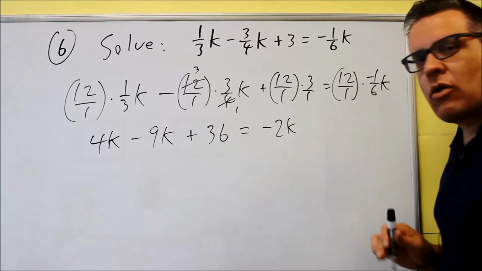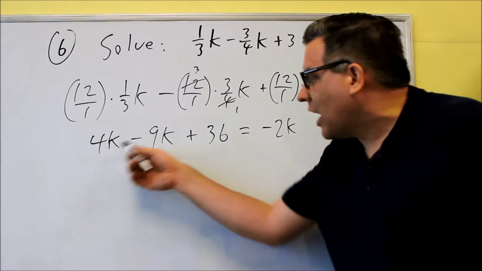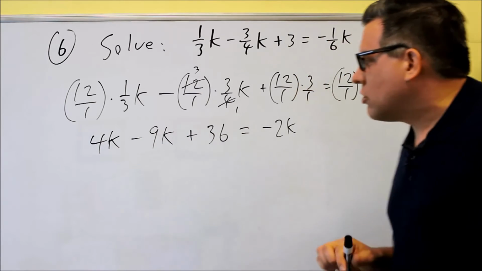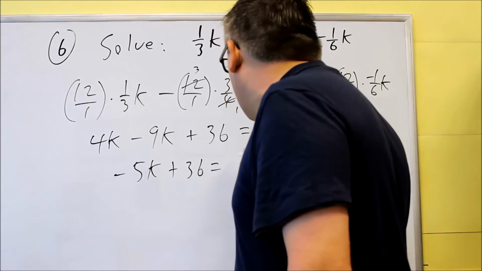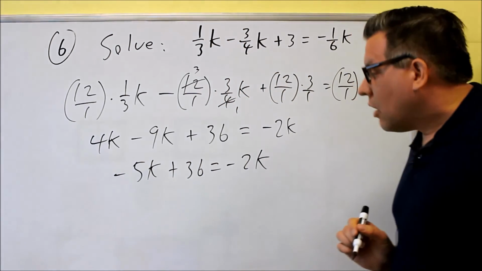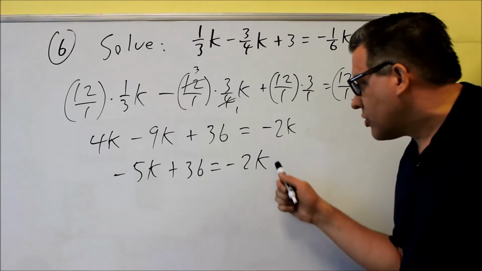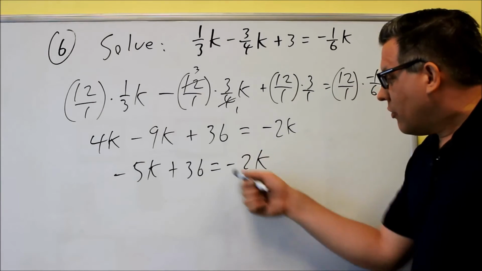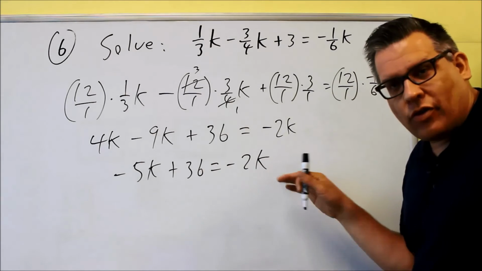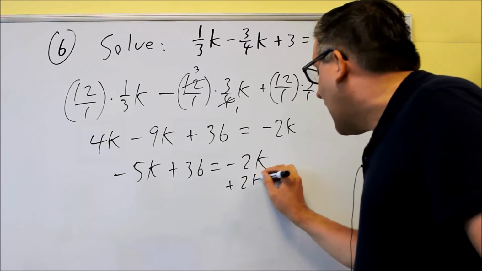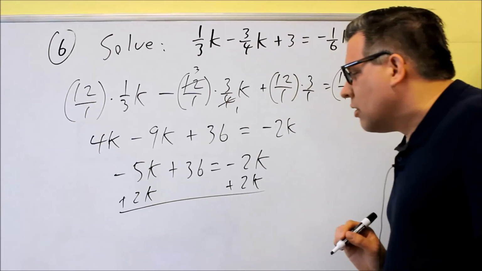All right, now that I've cleared out all the fractions by multiplying by the common denominator, I'm going to add like terms. 4 subtract 9, I get negative 5k plus 36 equals negative 2k. Now I want to get all the variables on one side of the equation, so I want to do the opposite operation. I have a negative 2k here, so if I want to move this over to the other side and get rid of it, the opposite operation is adding. So I'm going to add 2k to both sides.